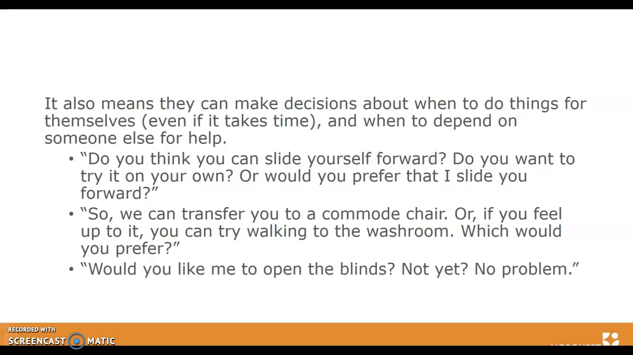Do you think you can slide yourself forward? Do you want to try it on your own, or would you prefer that I slide you forward? So, we can transfer you to a commode chair, or, if you feel up to it, you can try walking to the washroom. Which would you prefer? Would you like me to open the blinds? Not yet? No problem.